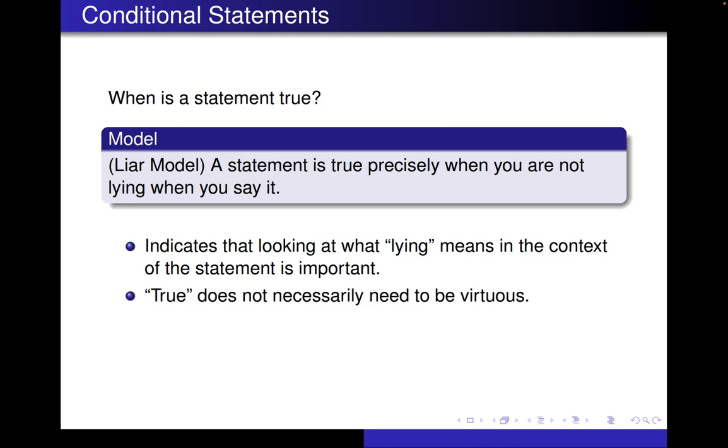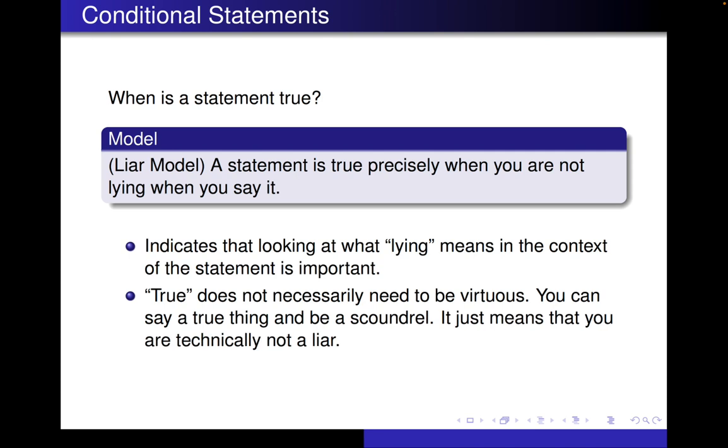And it's really important to understand that true does not necessarily need to be virtuous. It doesn't mean you're a good person. It's not like good persons say true statements and bad people say false statements. You can say a true thing and still be a scoundrel. You can actually say a false thing and not be a bad person at all. You just said something that was a mistake. All that saying a true thing means is that you are technically not lying when you say it, right?